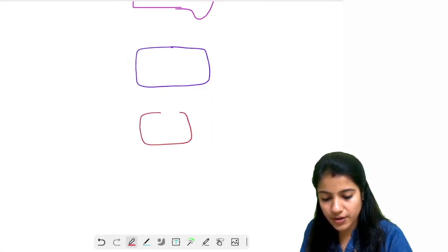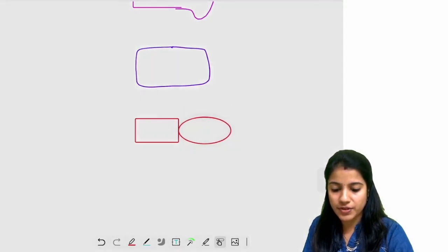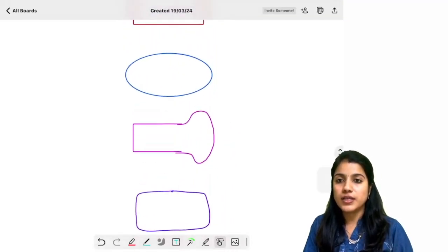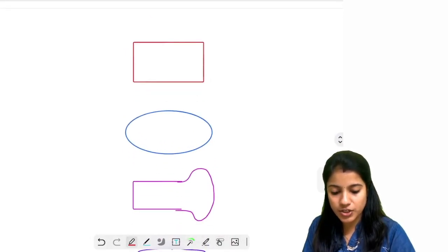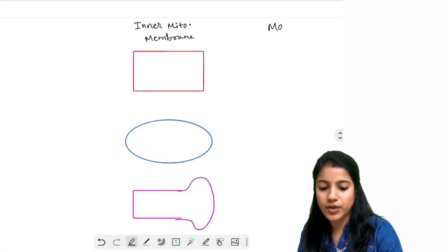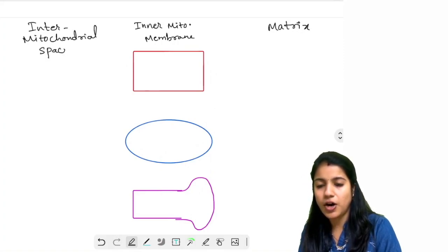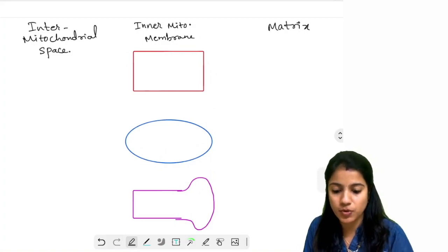Complex 5 is nothing but the ATP synthetase molecule. So this is my ATP synthetase molecule, the 5th complex. Now all these complexes are situated in the inner mitochondrial membrane. This side will be my matrix. This is the intermitochondrial space, or you can say intermembranous space, that will also be okay.